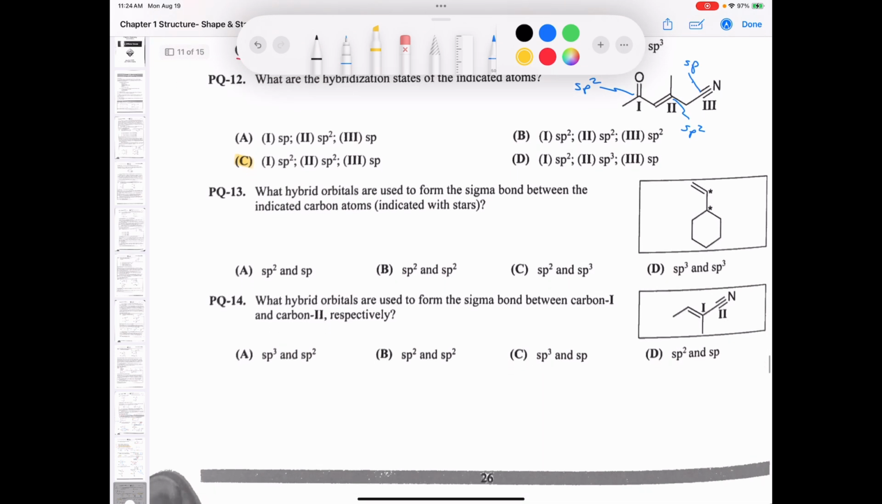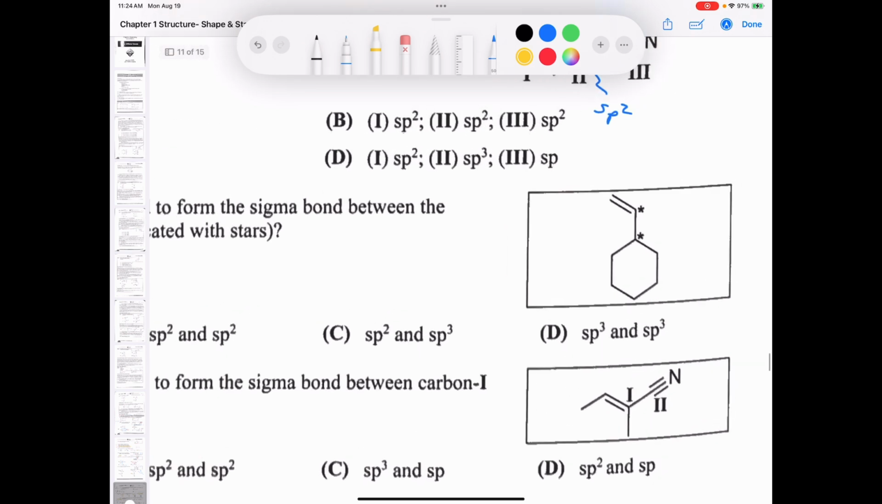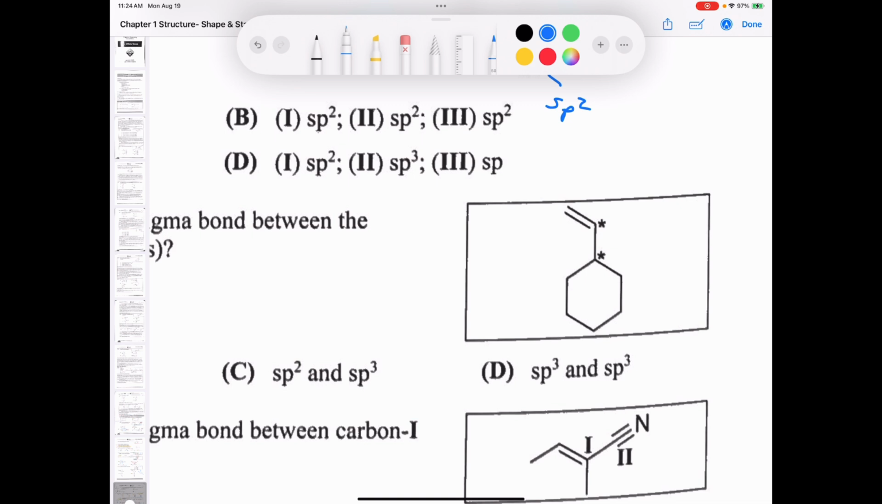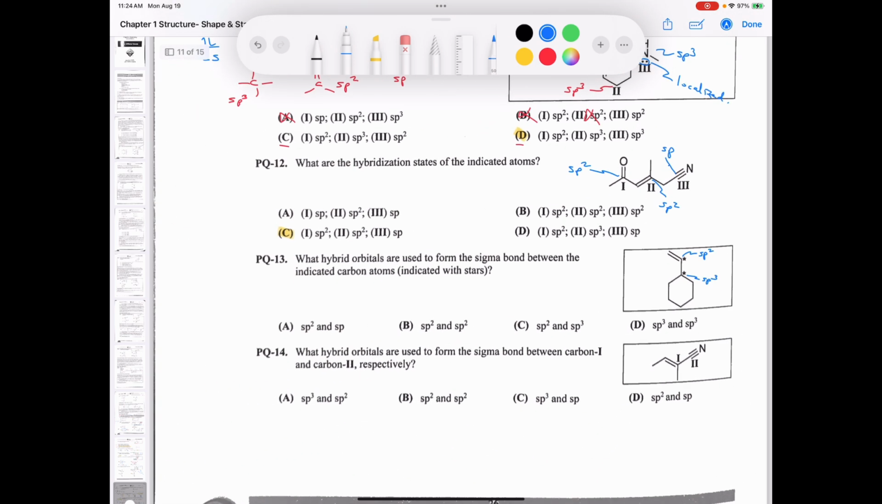Question number 13, still sticking with hybridization. What hybrid orbitals are used to form the sigma bond between the indicated carbon atoms? So if we take a look here, we can see that this carbon is sp3 hybridized, and this one is sp2 hybridized. So sp2 and sp3 is what we're looking for, and so the answer is going to be C.